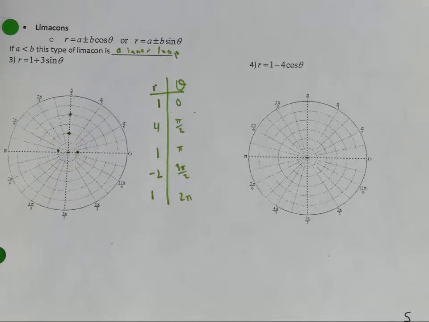This is 0, ring 1. Pi over 2 is up here. 1, 2, 3, 4. I just graph them in that order. 1 pi, there's pi, ring 1. 3 pi over 2 is down here, but since this is negative 2, I'm going to go up 2.